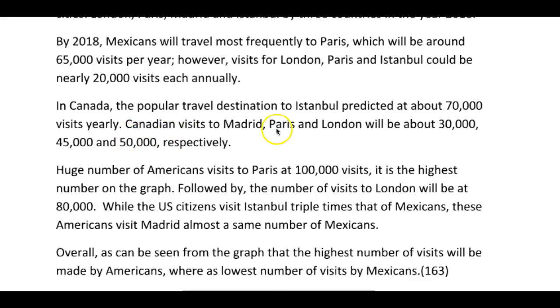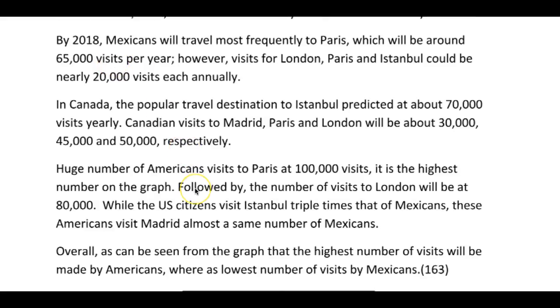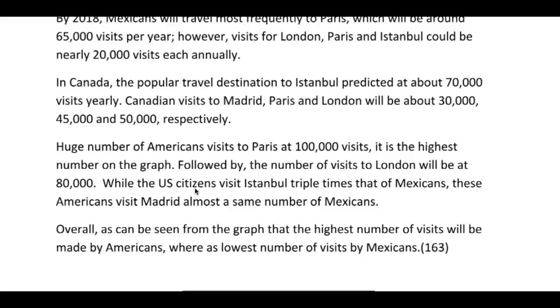Canadian visits to Madrid, Paris, and London would be about 30,000, 45,000, and 50,000 respectively. Bang! Good points. Excellent. Very clear. Good use of the respectively as well. Good use of the grouping. So this is really impressive.